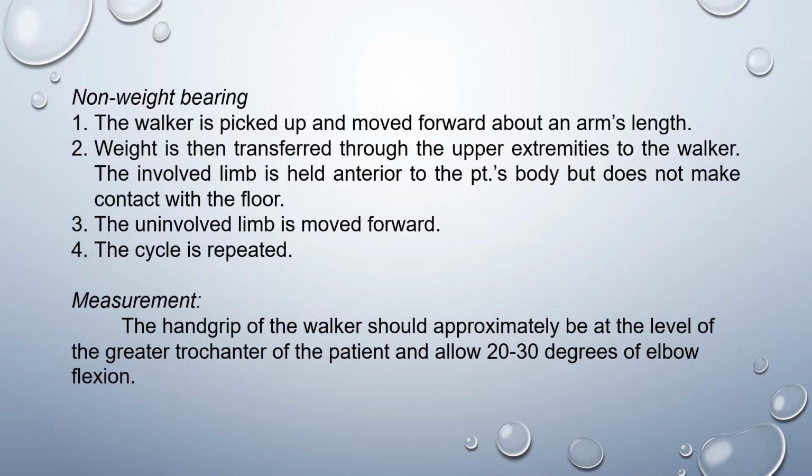Measurement. The hand width of the walker should be approximately at the level of the greater trochanter of the patient, and allow 20 to 30 degrees of elbow flexion, just like your parallel bars. So remember those. Next is your cane.